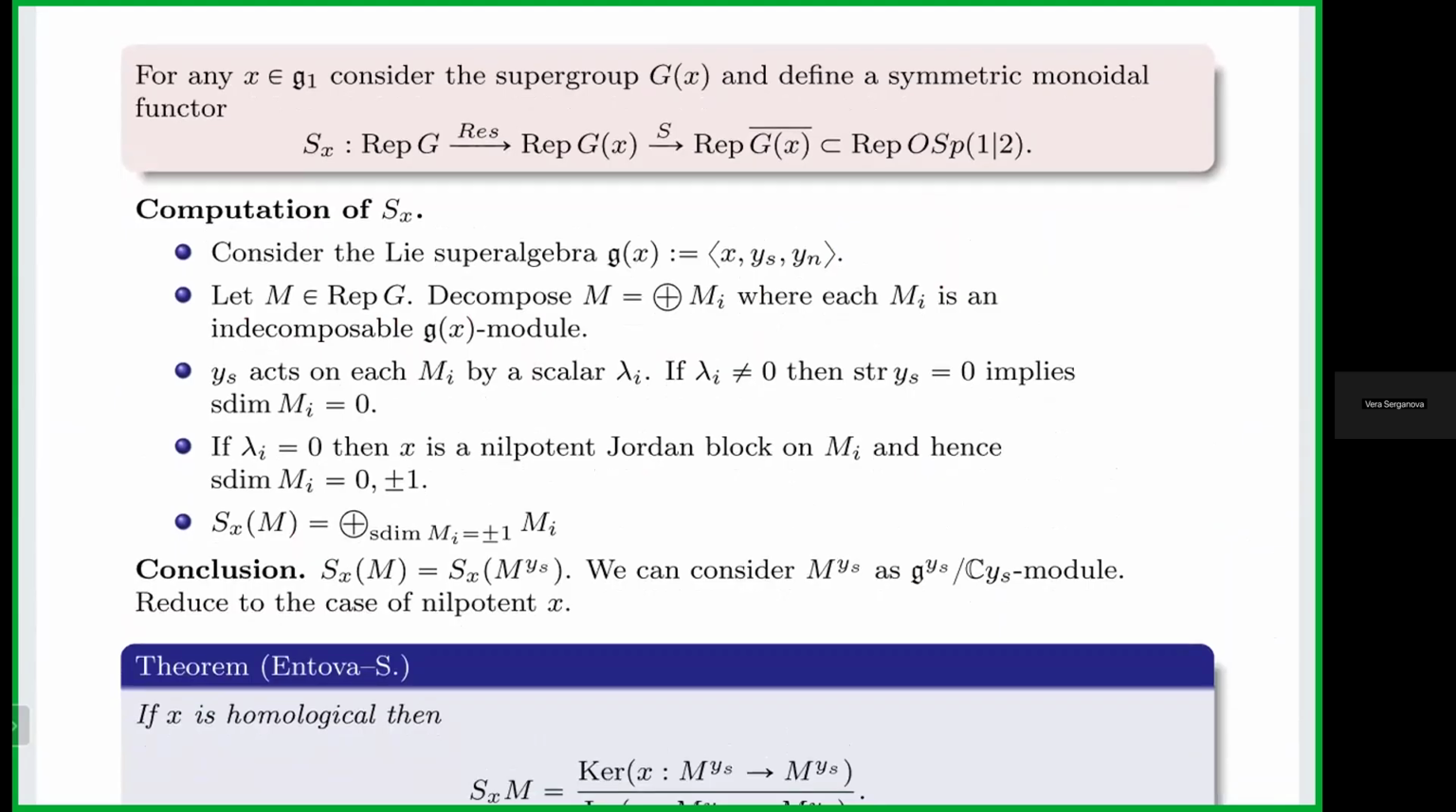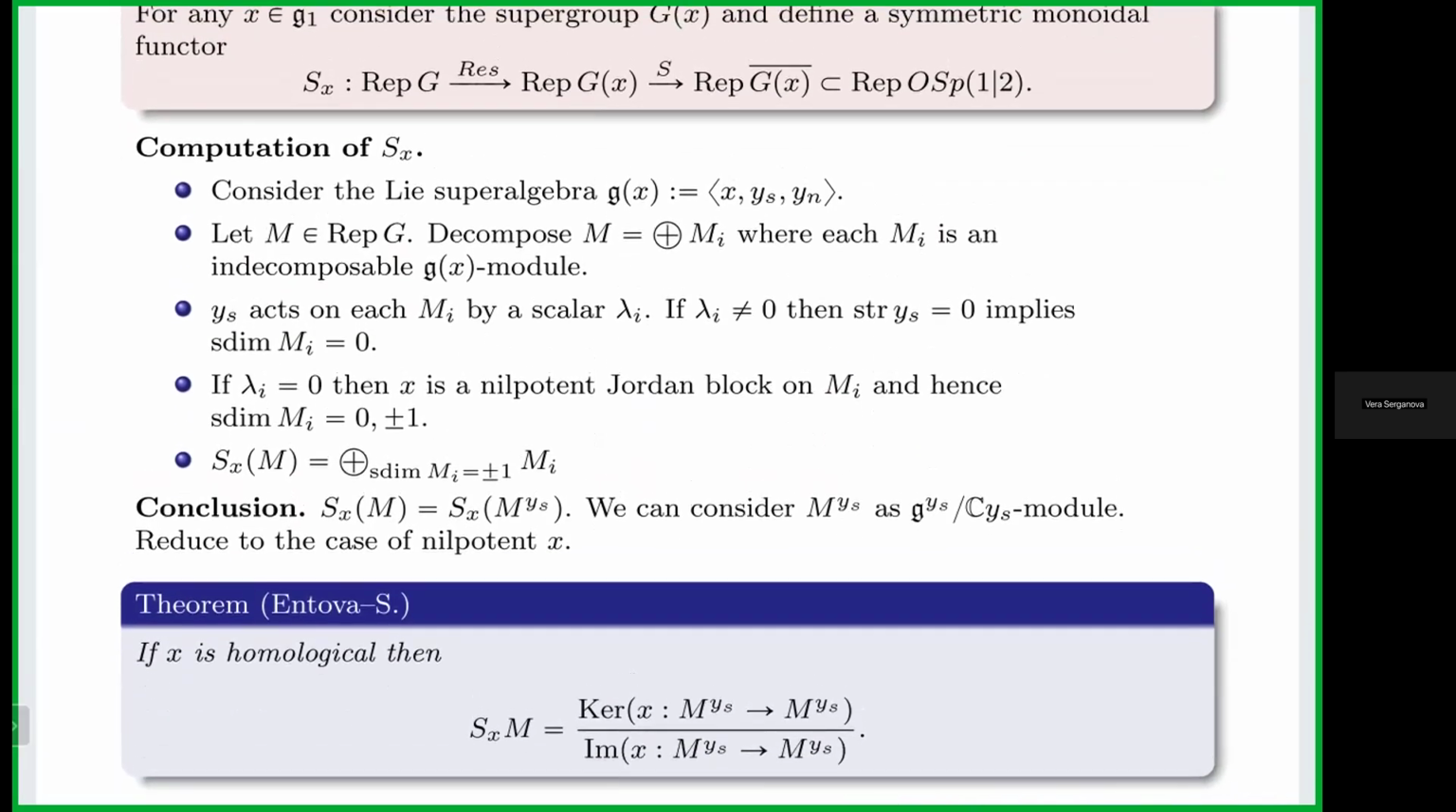So finally we come to this functor, which we denote by Sx, and we associate this functor to any x in G1. So what we are doing, we start with representations of G. We restrict it to the subgroup Gx, and then we take semi-simplification. As a result, we get a category which, as we discussed before, we can always consider as a subcategory of representations of OSP1,2. So this is a symmetric monoidal functor, and depending on the properties of x, we have different possibilities for this symmetric monoidal functor.